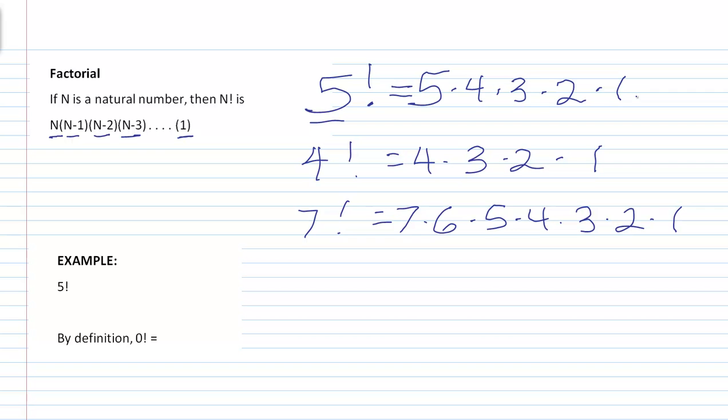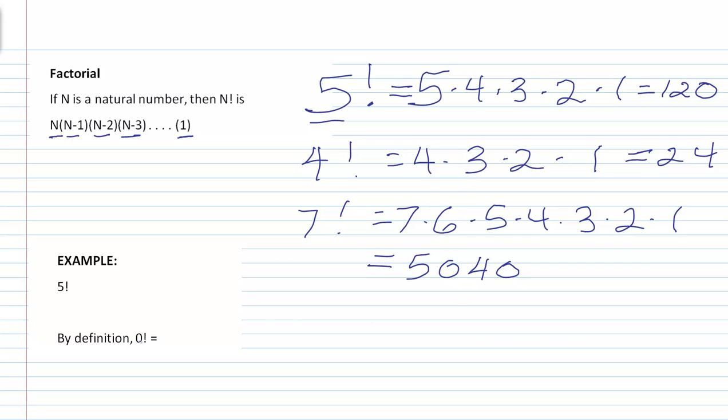Now you could take your calculator and multiply these out. 5 times 4 times 3 times 2 times 1 is 120. 4 times 3 times 2 times 1 is 24. And 7 times 6 times 5 times 4 times 3 times 2 times 1 is 5,040. And so you can see these numbers get large very quickly.